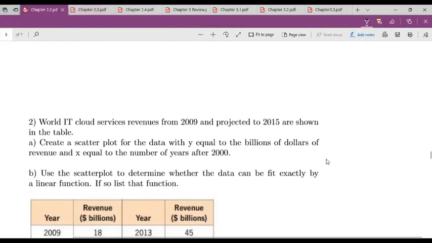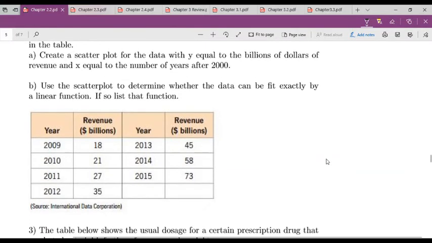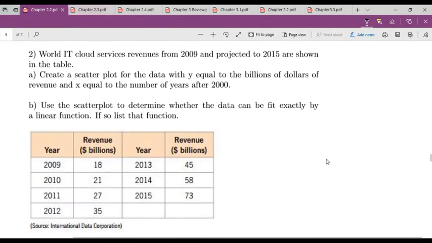Now if we move on to page 5, number 2 here says World IT Cloud Service revenues from 2009 and projected 2015 are shown in the table. Let's create a scatter plot for the data with y equal to the billions of dollars of revenue and x equal to the number of years after 2000. B says use the scatter plot to determine whether the data can be fit exactly by a linear function. If so, list that function.